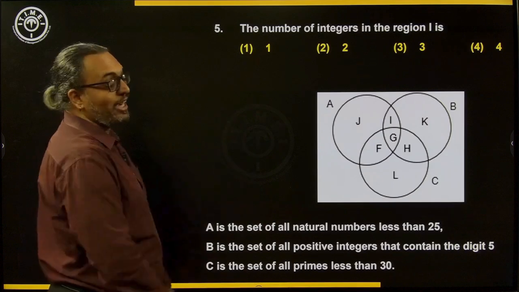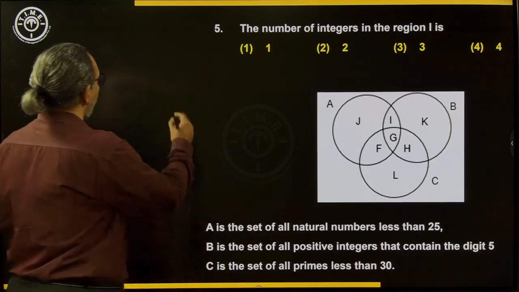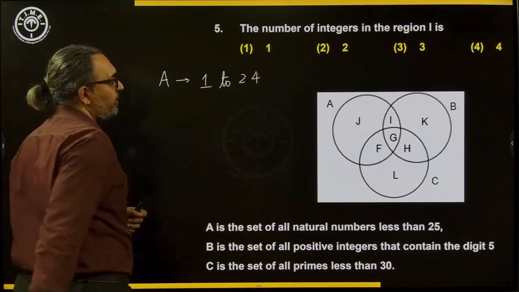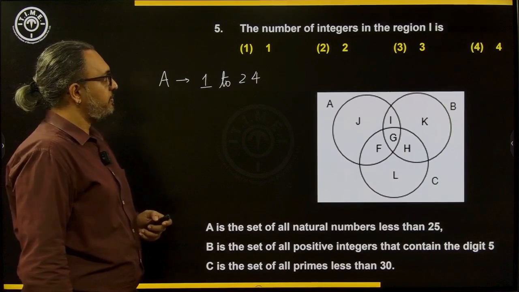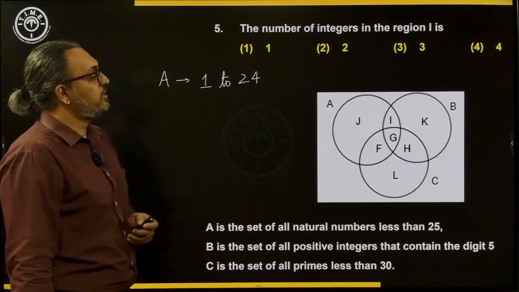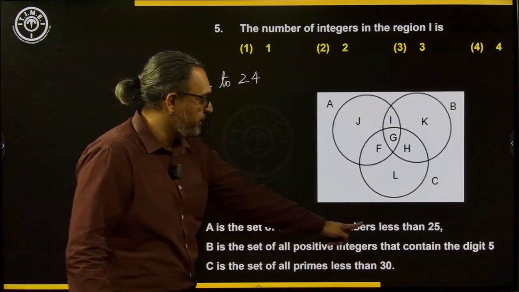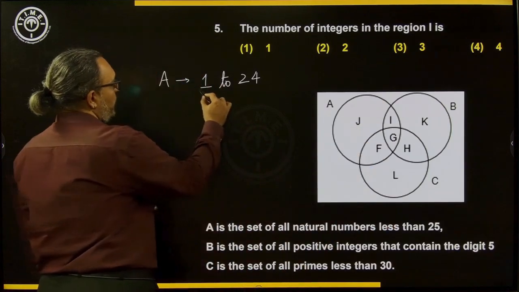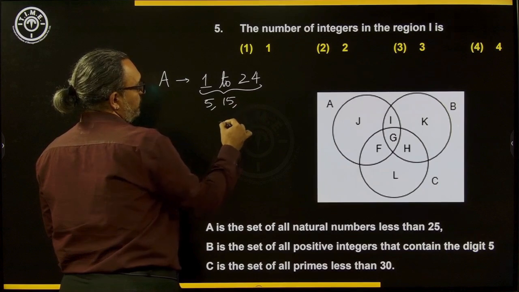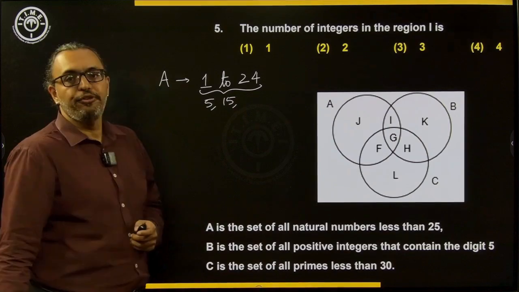So I is common to A and B. Correct? So let us look at A. A is nothing but natural numbers from 1 to 24. So A less than 25 he says. So 1 to 24. Correct? So now in this, what are the numbers that you can have which has a 5? Because B basically is positive integers that contain the digit 5. So from here you have 5, then 15, that's all. 5 and 15.